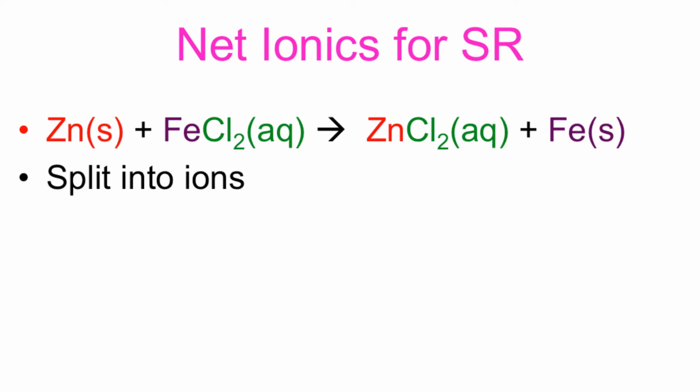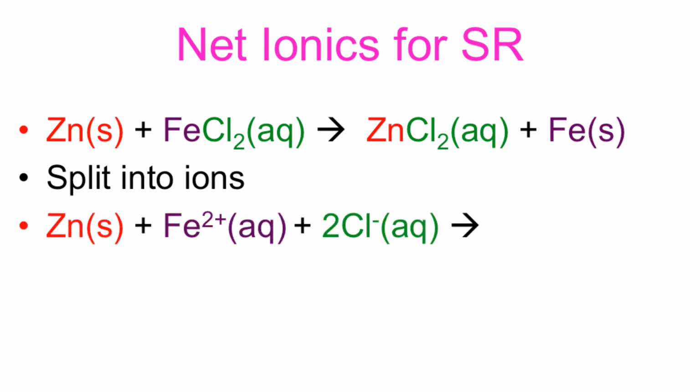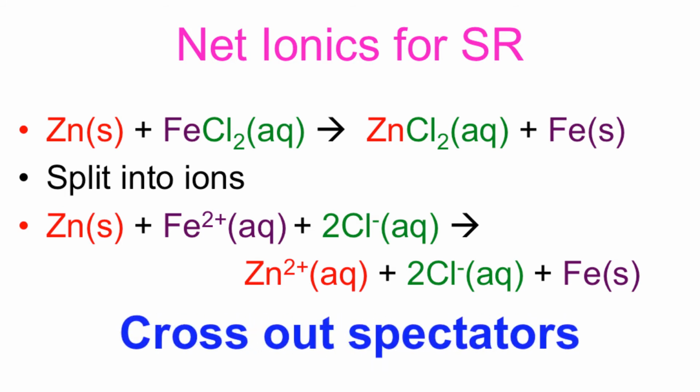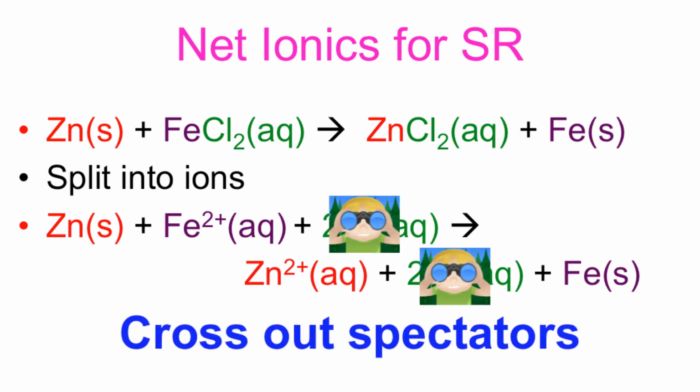How would we split these things into ions? Well, zinc isn't an ion. It's going to stay the same. The iron ions and the chloride ions, they will split apart. And then on the right-hand side of the equation, we would pull apart the zinc ions and the chloride ions, but you wouldn't pull apart the iron because it's just iron. So we split it into the ions. We write a full ionic equation. And then what do we do? That's right, we cross out the spectators.